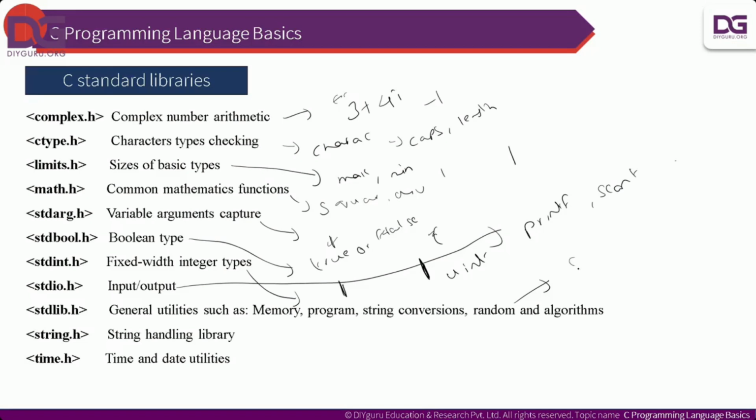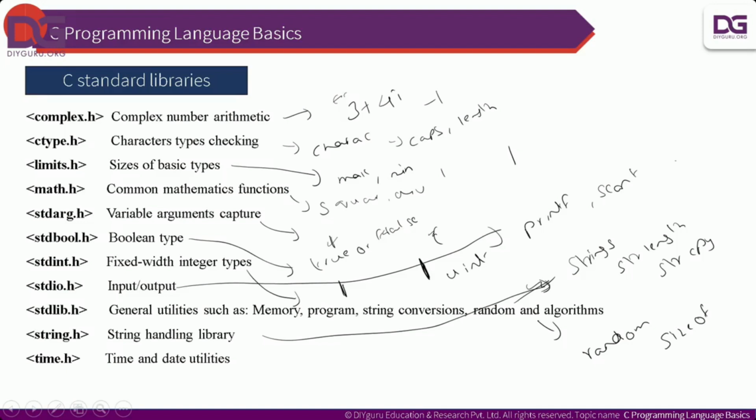Then stdlib.h: it is used for random number generation and for memory allocation and size of a variable. For string manipulation, like string length and string copy, we use string.h, which is for string handling.